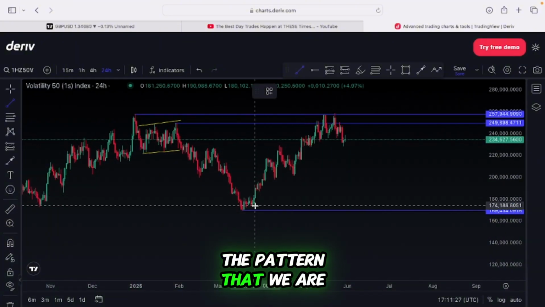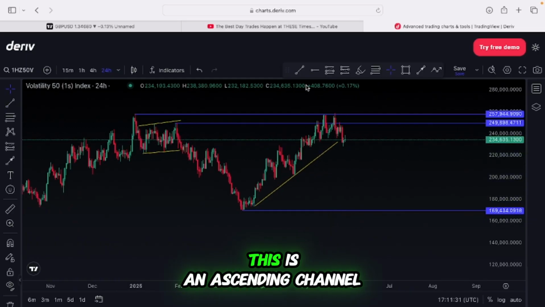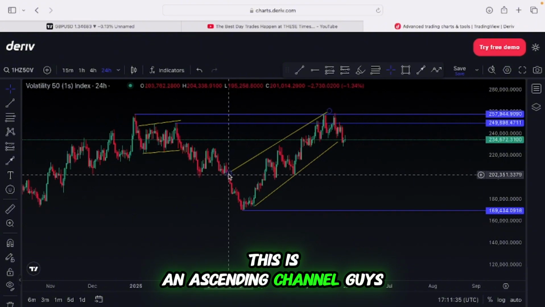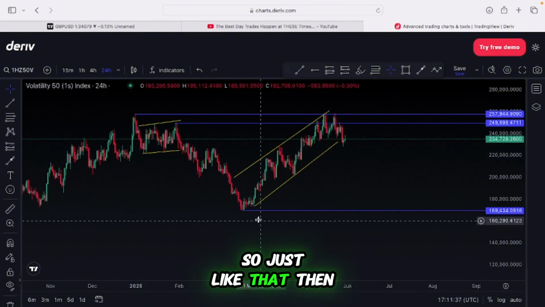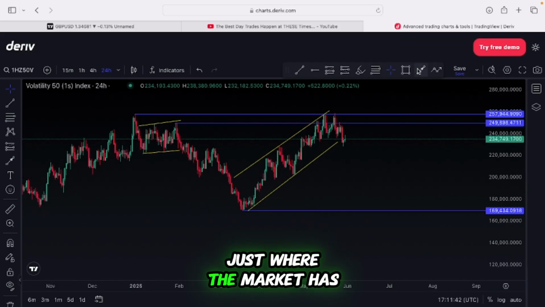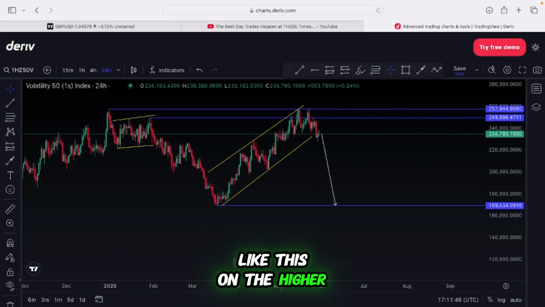And then the pattern that we are using is a reversal pattern. As you can obviously see, this is an ascending channel. For those who don't know patterns, this is an ascending channel, guys. So just like that, then we have the 90%, which is just where the market has to reach. So the idea is just like this on the higher time frame.